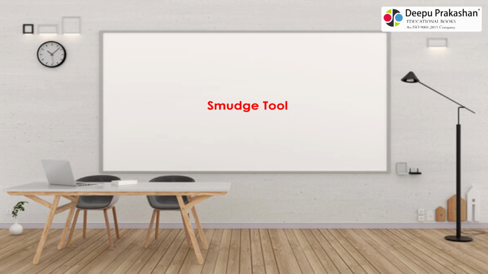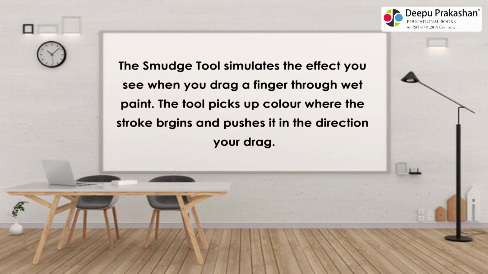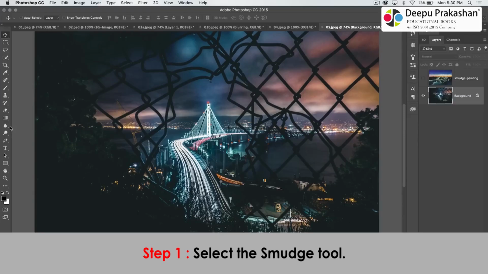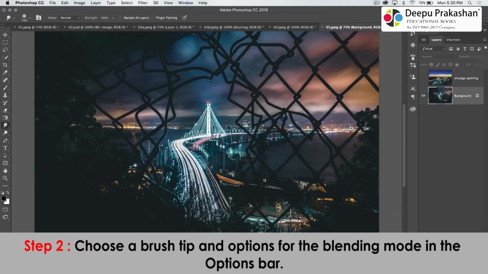Smudge tool. The Smudge tool simulates the effect you see when you drag a finger through wet paint. The tool picks up color where the stroke begins and pushes it in the direction you drag. Step 1. Select the Smudge tool. Step 2. Choose a brush tip and options for the blending mode in the options bar.